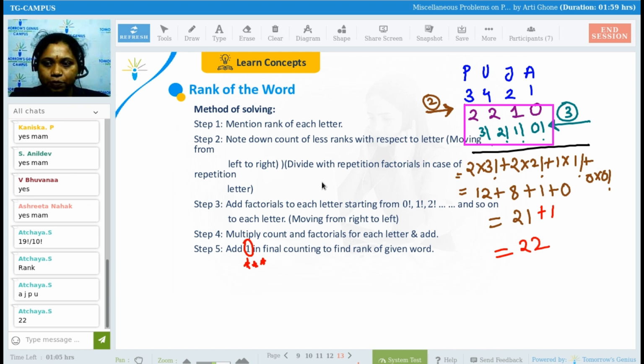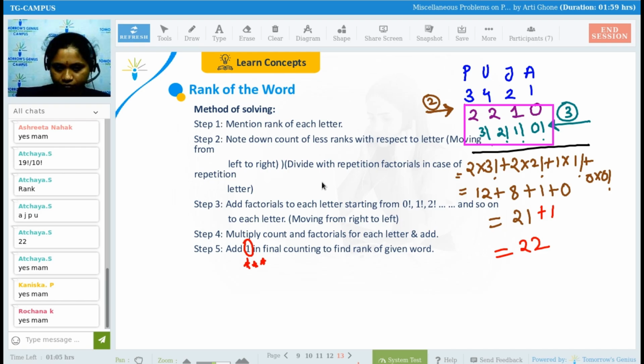Clear? Yes or no in the chat box? Is the finding rank process clear? So Puja will appear at the 22nd position of the dictionary. Okay. Cleared?